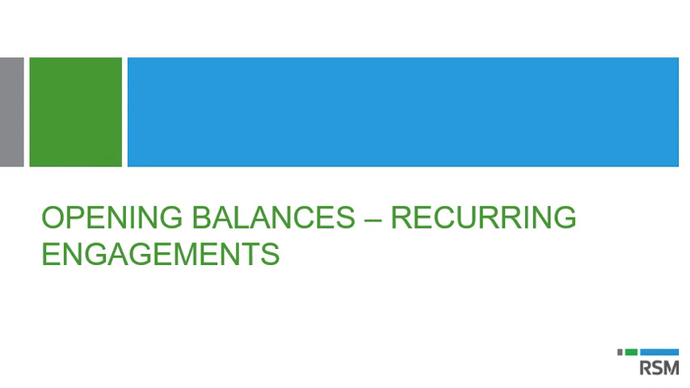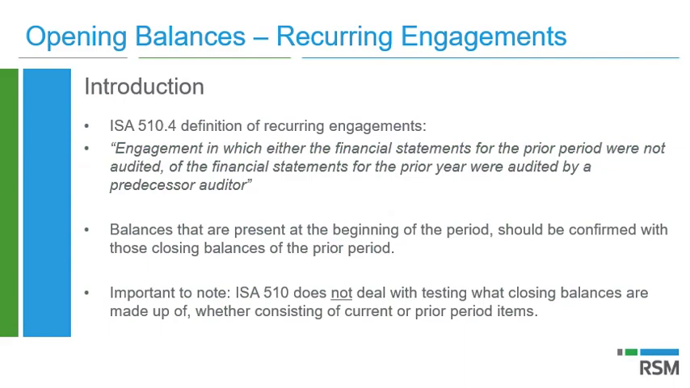ISA 510 deals with the auditor's responsibilities relating to opening balances in an initial audit engagement. ISA 510.4a defines an initial engagement as an engagement in which either the financial statements for the prior period were not audited or the financial statements for the prior period were audited by a predecessor auditor.